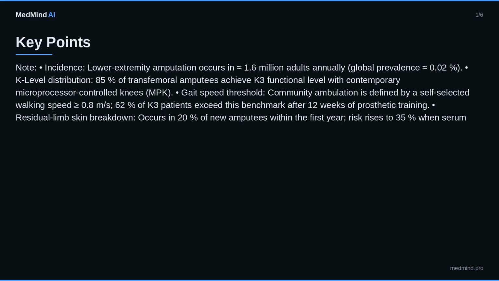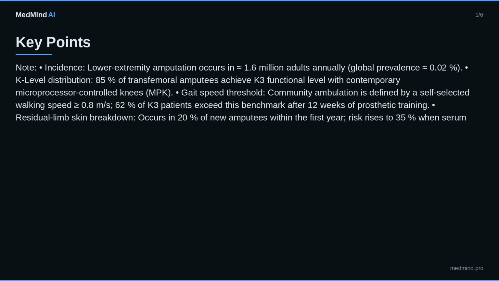Rehabilitation intensity, 30 minutes of gait training plus 15 minutes of resistance exercise, 5 days per week, yields a mean 6-minute walk distance increase of plus 85 m, p less than 0.001. Prosthetic fitting timeline, early fitting, less than or equal to 48 hours post-op, shortens hospital stay by 1.3 days, 95% CI 0.9 to 1.7, and improves 30-day discharge to home from 55% to 71%, NICE NG 31.